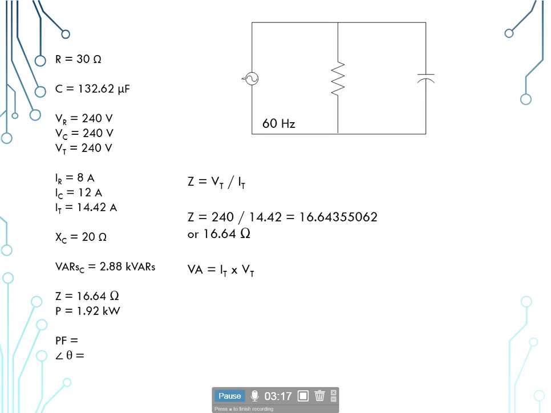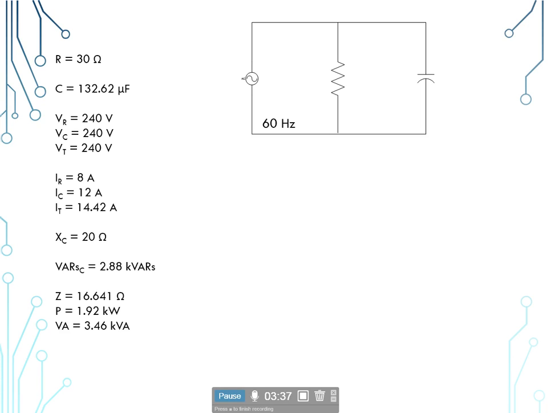Now our apparent power, volt amperes, is equal to our total current times our total voltage. So our 14.42 amps times our 240 volts will give us 3.46 kVA, or kilovolt amperes. And now we need to find our power factor and our angle theta, our phase shift, our phase angle. And so our power factor is the ratio of the true power to the apparent power. So power factor is your true power divided by apparent power.